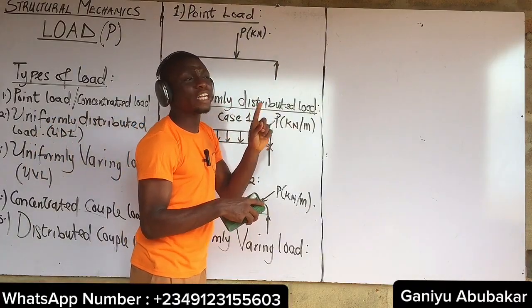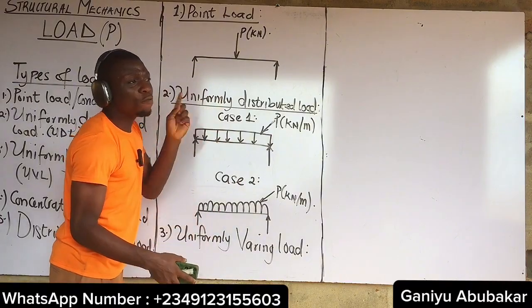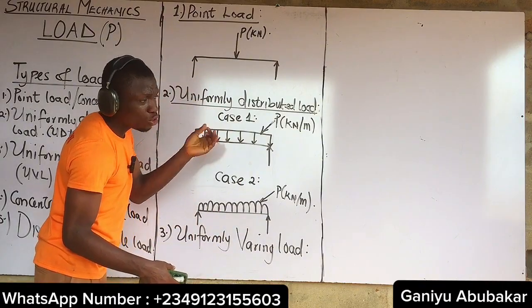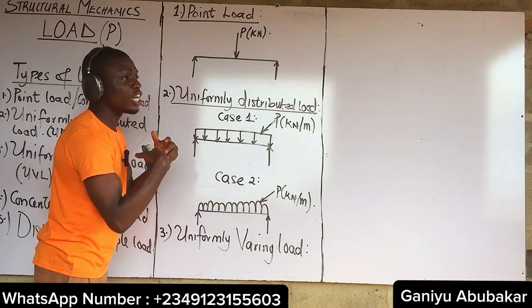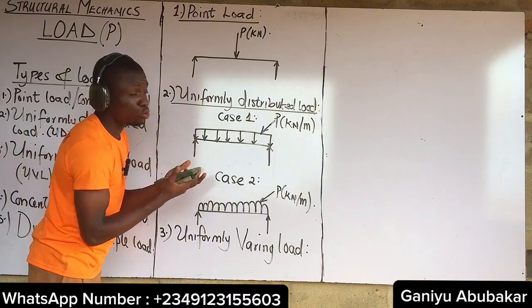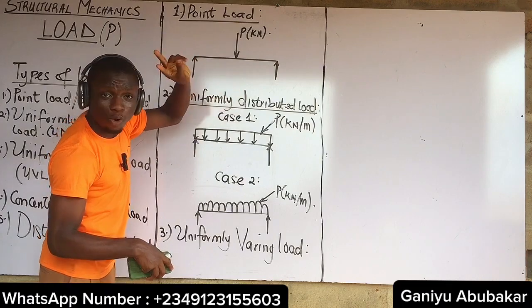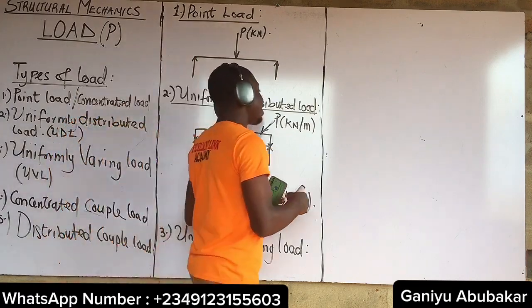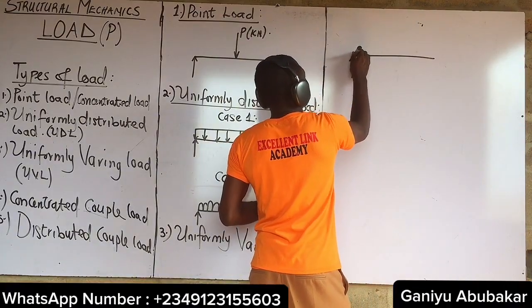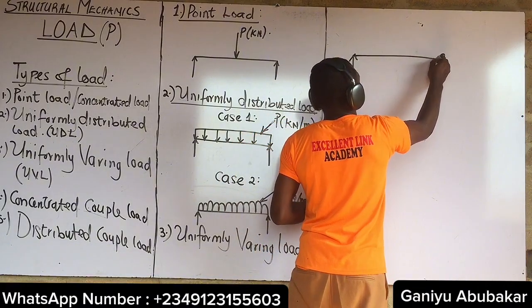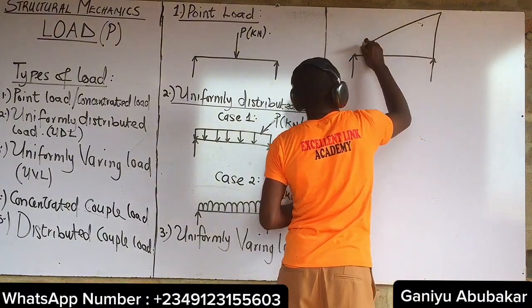Aside from that triangular type of UVL, we have trapezoidal load and parabolic load. So aside from the triangular load I'll be giving you now, there are two or three more. Let me give you the diagrammatic expression for triangular load here. I have a support system here, a support system here. So have something of this nature.